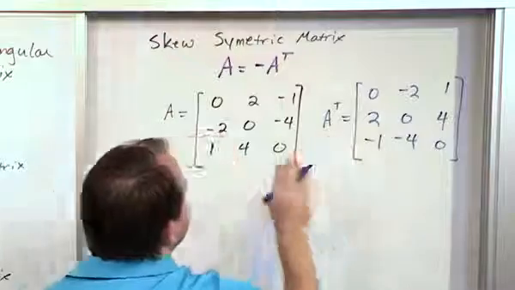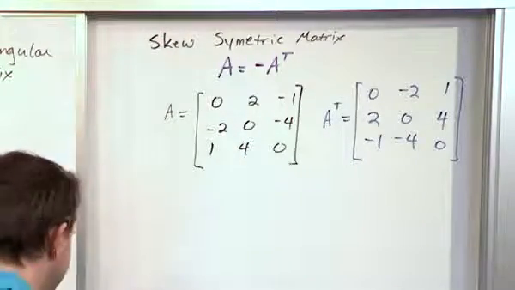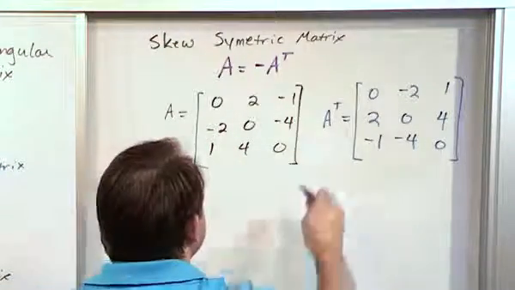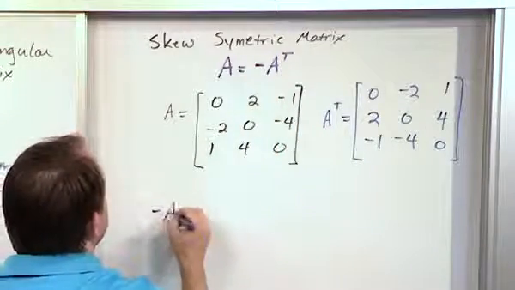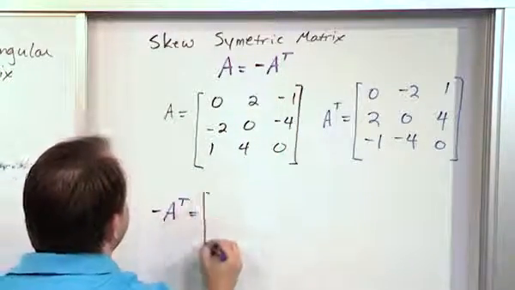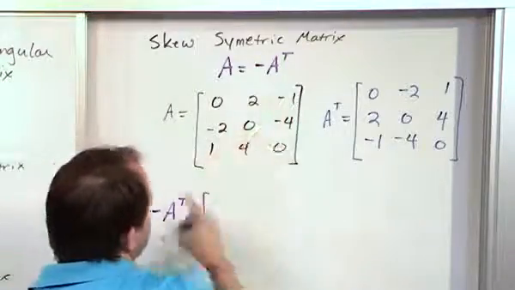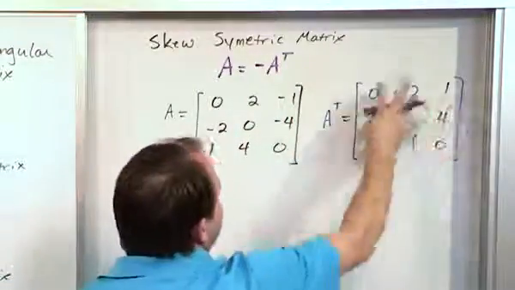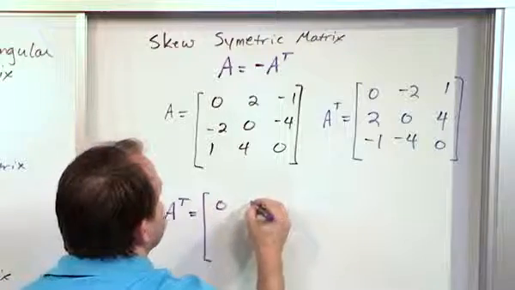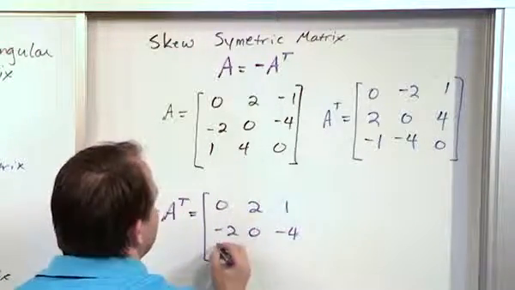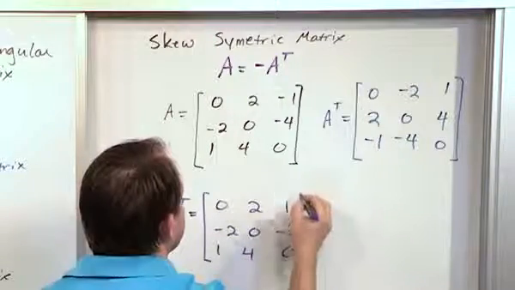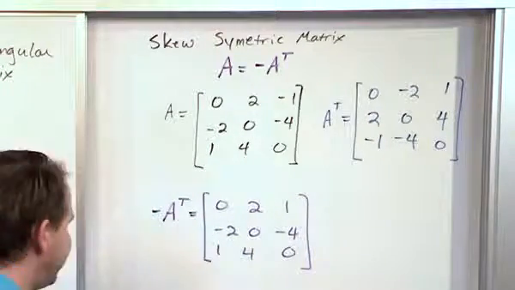All right, so this is the matrix transpose. And then as a final step, I'm going to take the negative of its transpose. So for the negative of that matrix that we just created, notice we're multiplying the matrix by negative 1, so all we're doing is changing all the signs of the elements. So it'd be 0, 2, 1, negative 2, 0, negative 4, 1, 4, and 0. And that is the negative of the transpose.